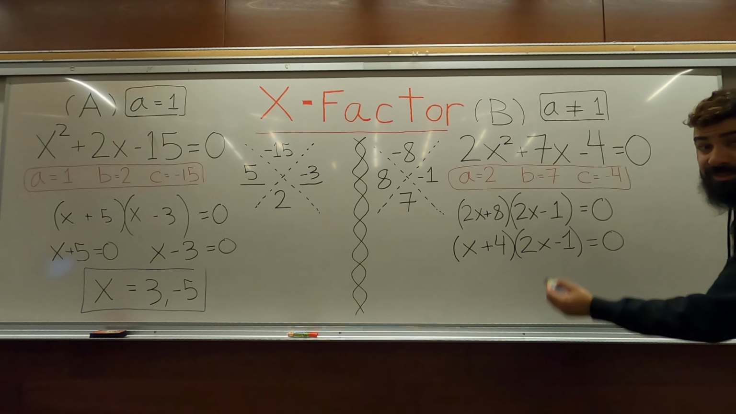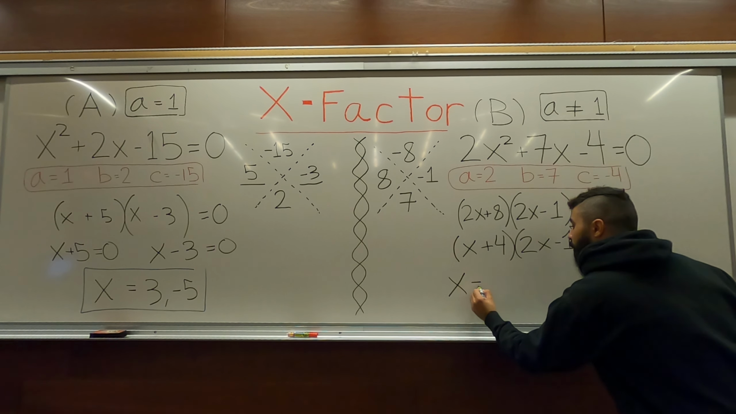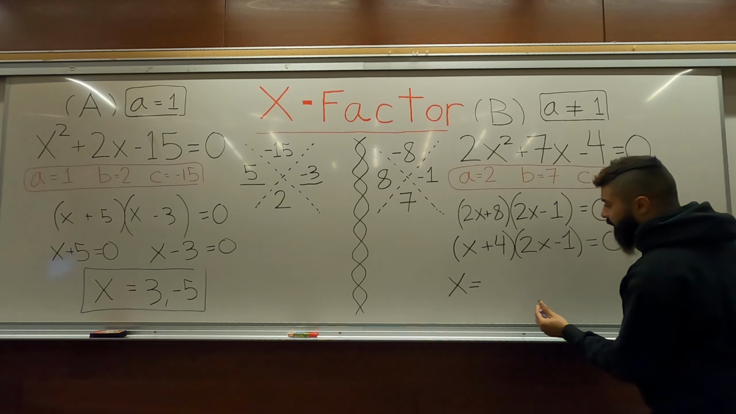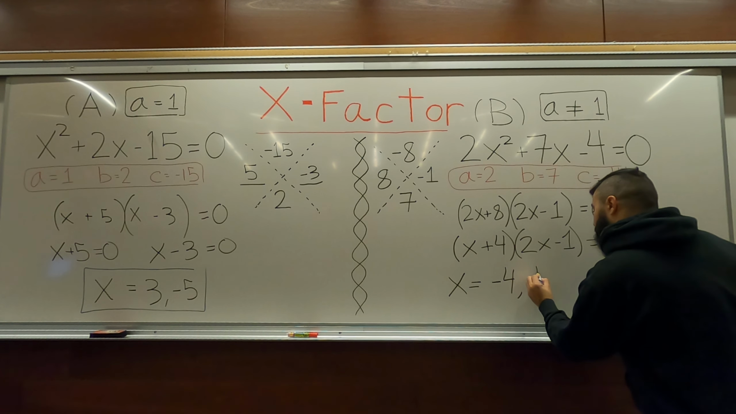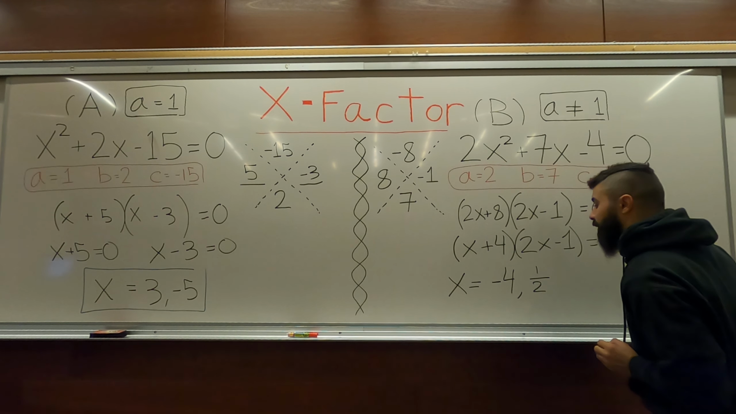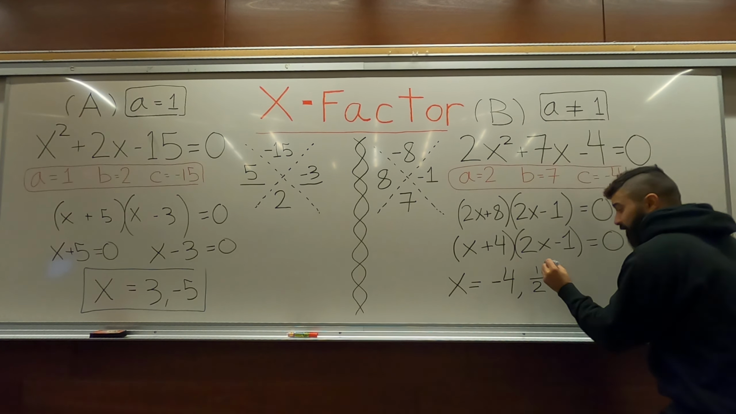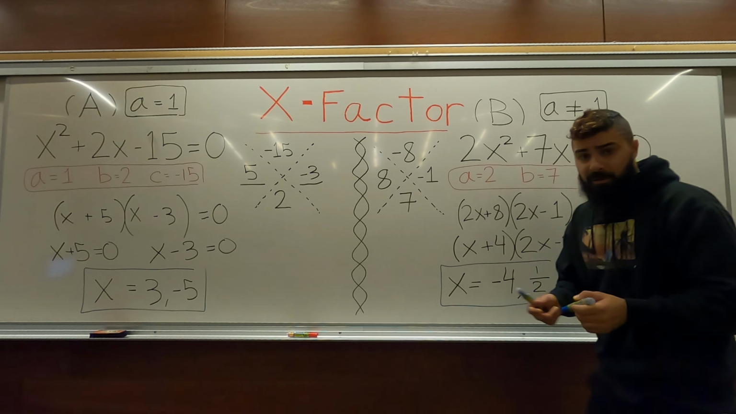And we set both of them equal to 0. So we're going to get x is equal to negative 4. And when you set this one equal to 0, the 1 comes over, you divide by 2, and x becomes 1/2. So example B has x equal to negative 4, comma 1/2. That's all for the X factor.